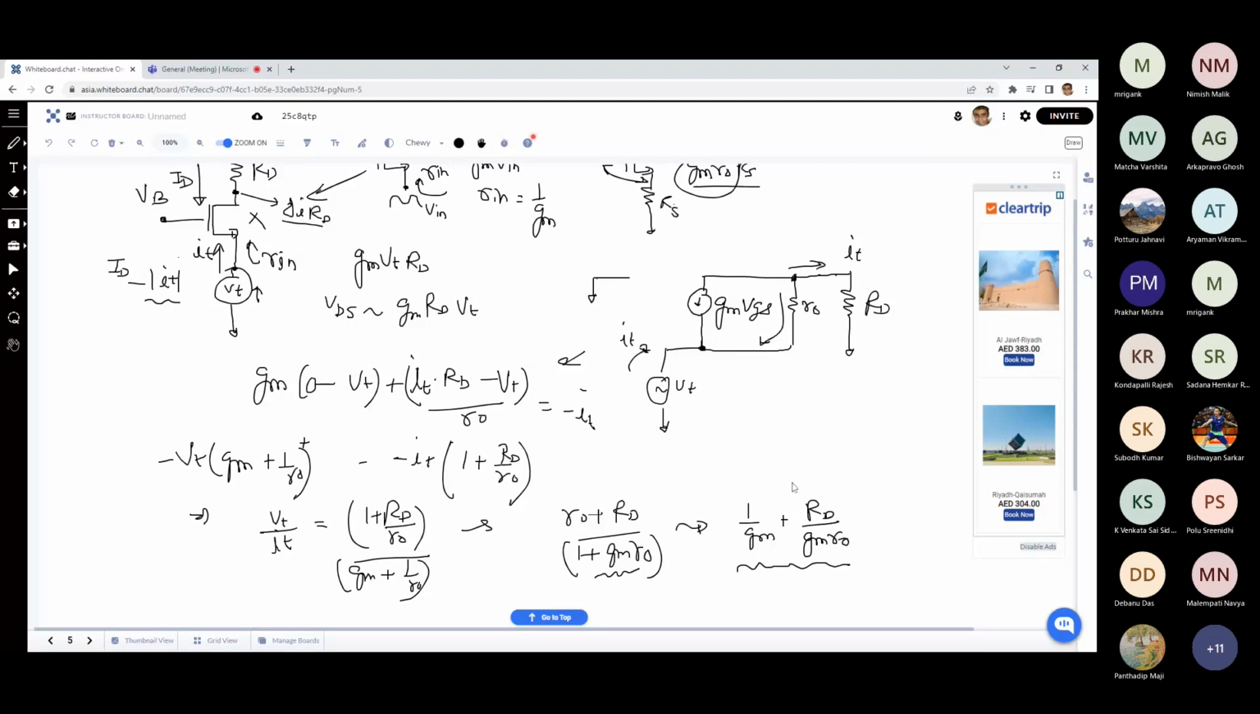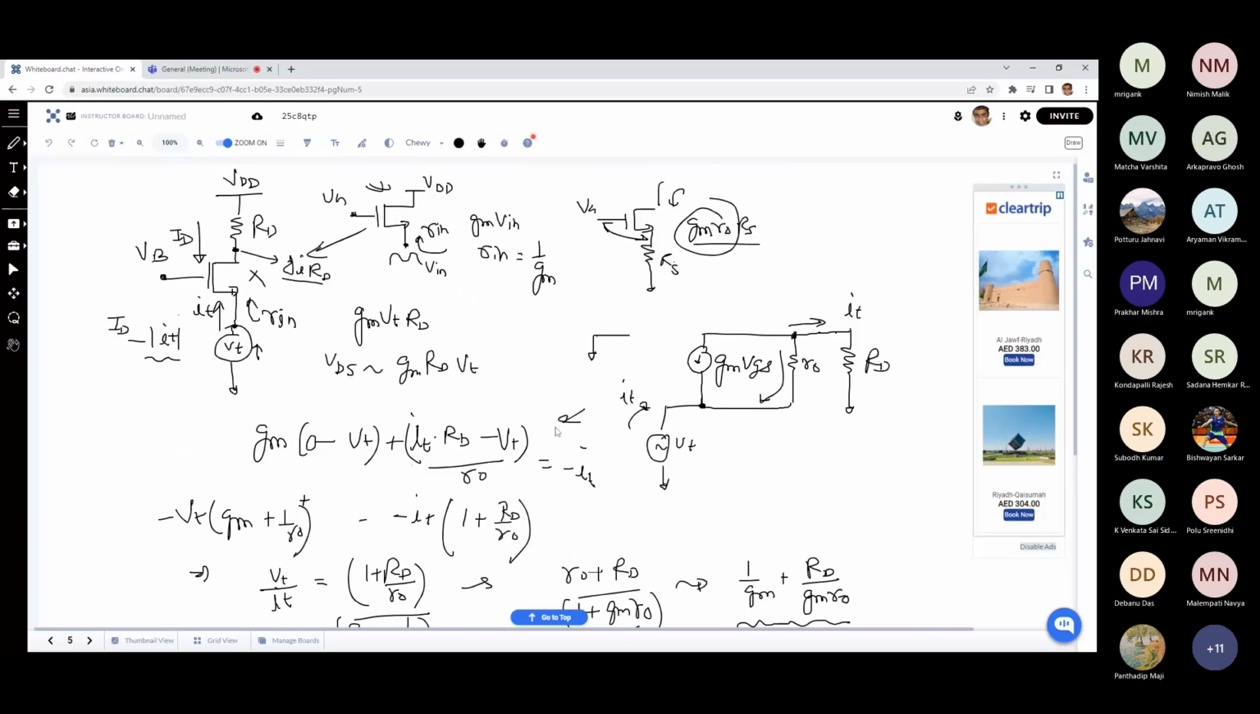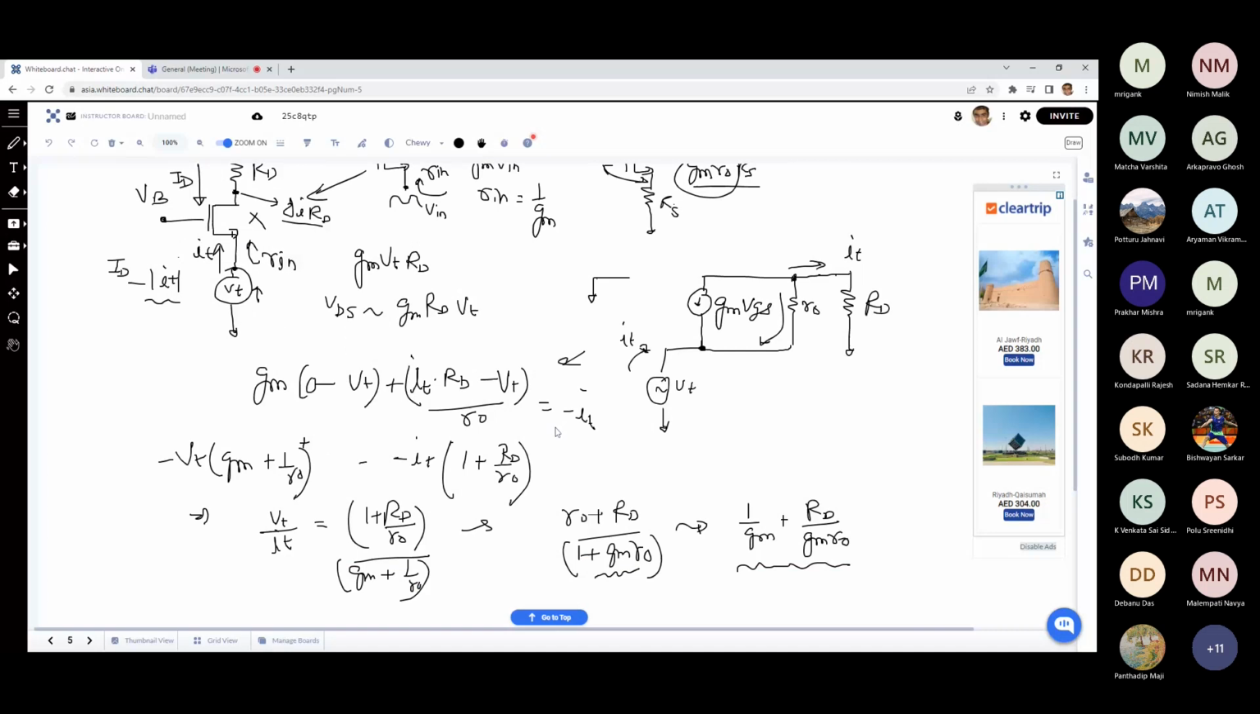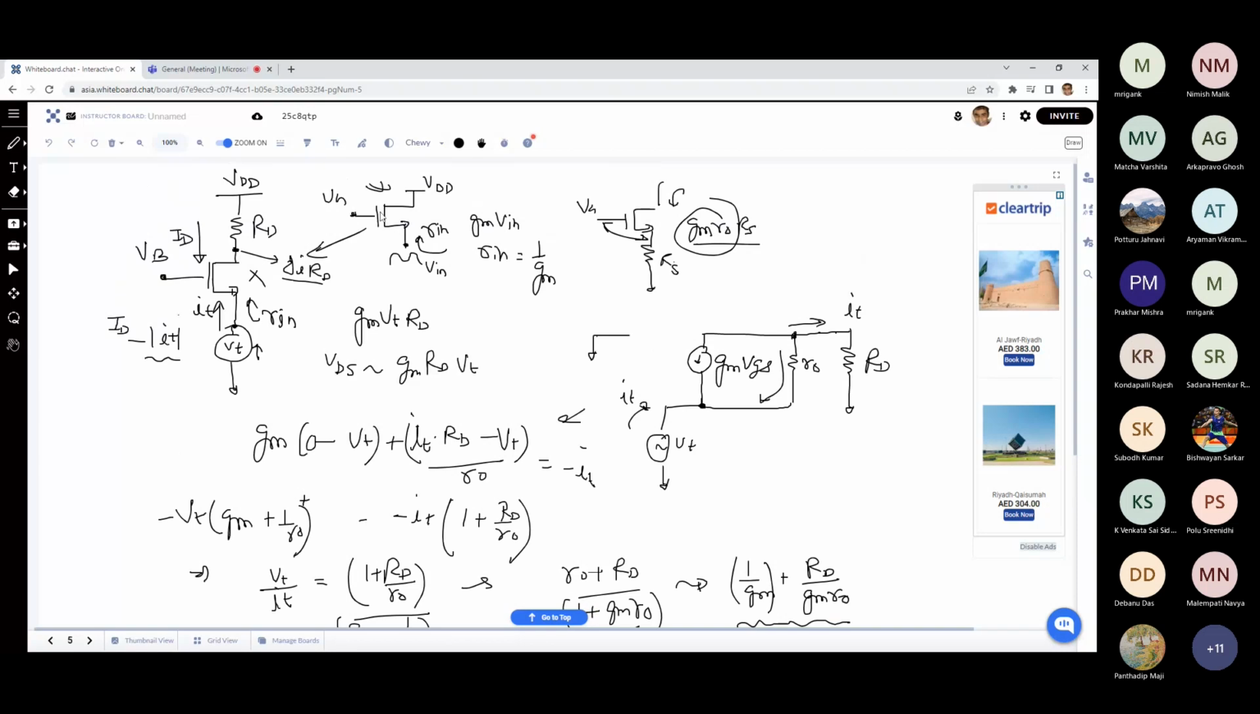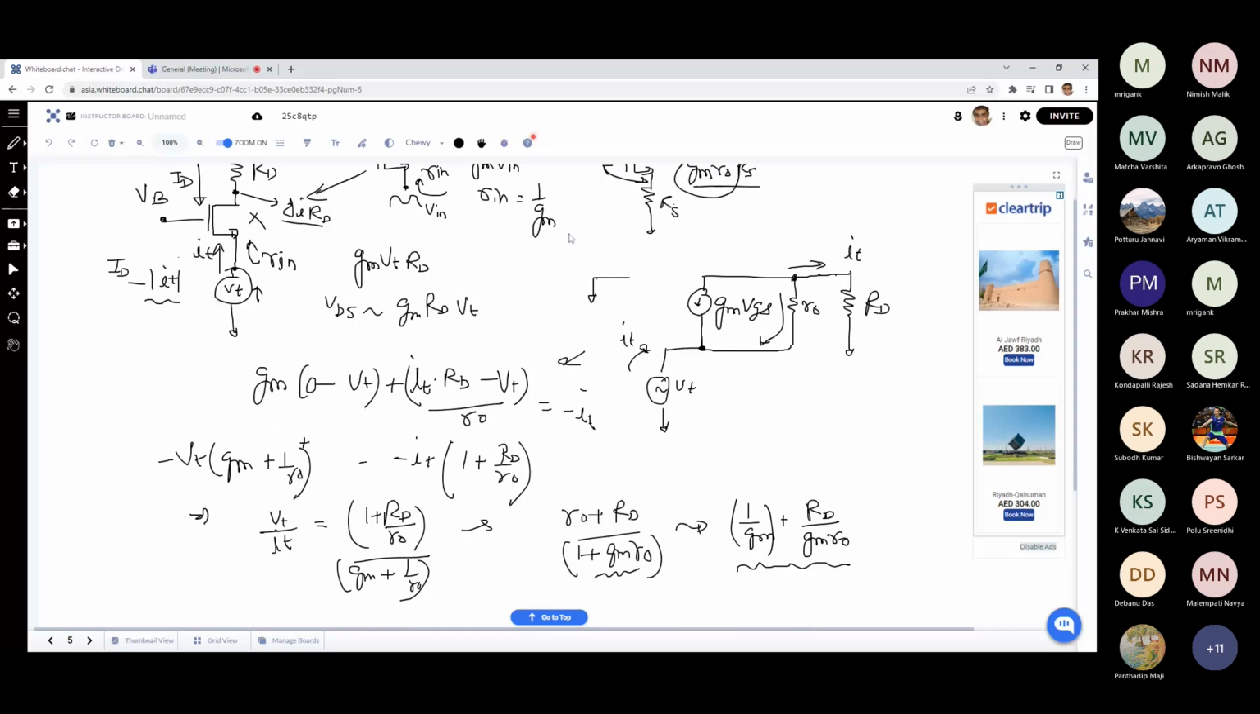So as we have discussed, conceptually, what did we see? We saw that this expression 1 upon gm is what we get when you have RD equal to 0. So when RD equal to 0, the impedance is 1 upon gm, as expected. The drain resistance is 0, and therefore the input impedance looking into the source should be simply 1 upon gm. So this is correct.